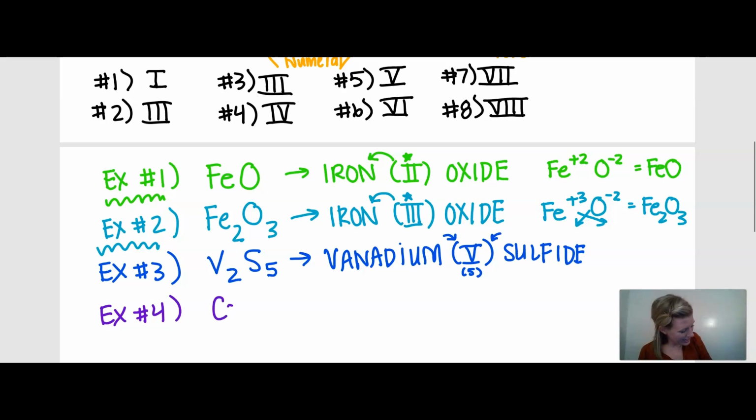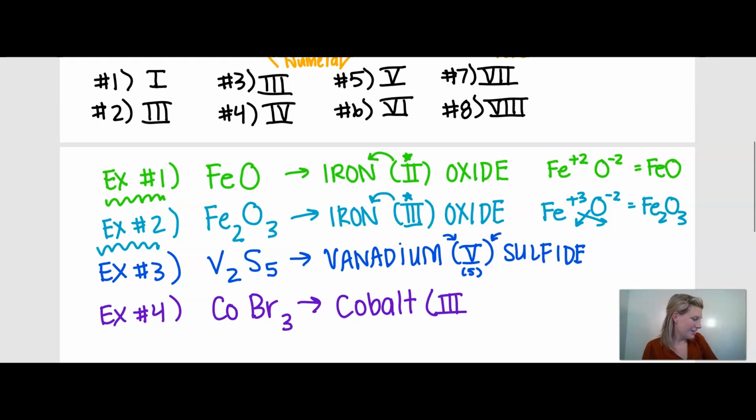And this one is COBr3, okay? So the name of this is cobalt. And the charge of the cobalt is a 3. And it is bromide.